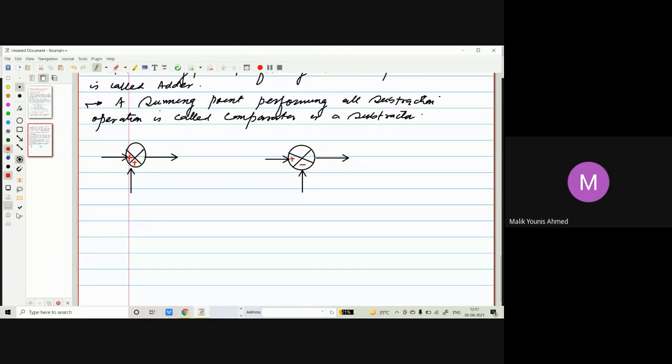So let us say the input is A and this another input is B. Then let's say C is the output and C will be A plus B. Let's say again input is A. Another input is B, but the signal there is negative. So this time C will be A minus B. So this is the way a summing point has to work. First we will call it an adder, and this is a summing point.